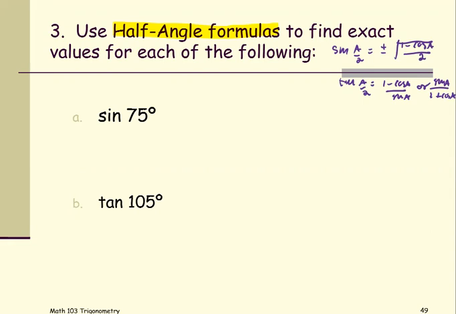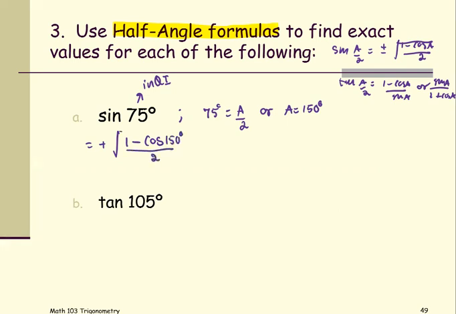In part A, the sine of 75 degrees, we're going to see 75 degrees as an angle A over 2. Therefore, A is going to be 2 times 75 degrees, or 150 degrees. From the formula, 75 degrees is in quadrant 1, therefore the sine is going to be positive. Positive square root of 1 minus the cosine of A, which is 150 degrees, all divided by 2.